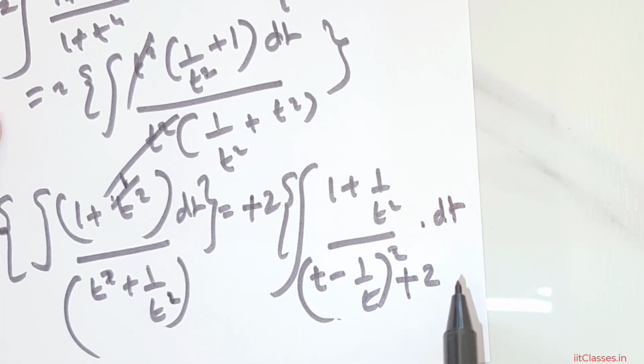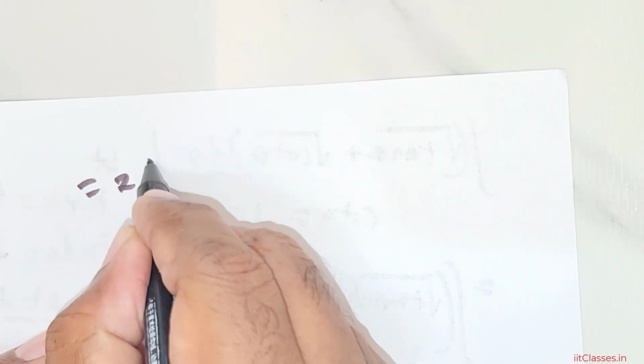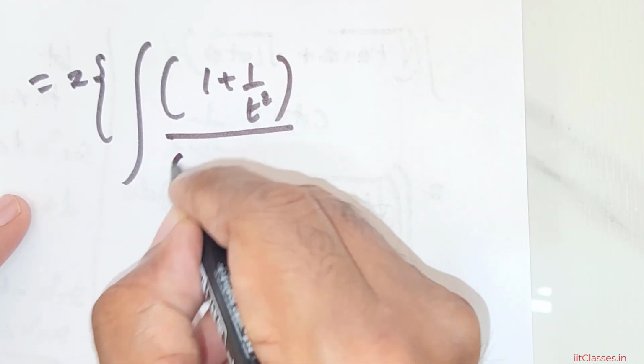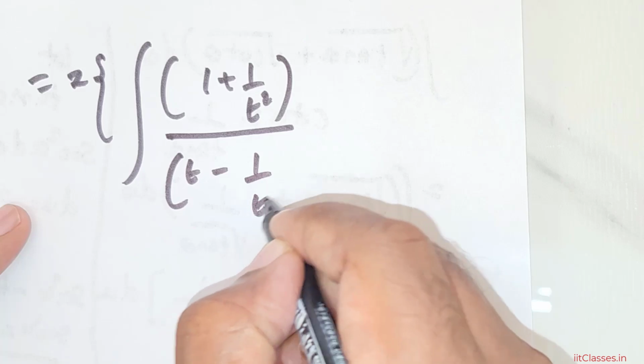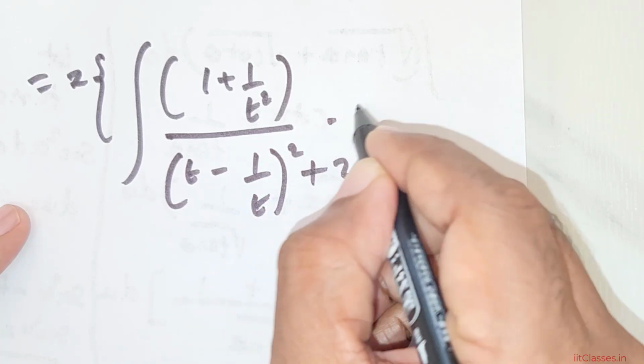So let me move to the next space. So what do we have? We got 2 times the integral of 1 plus 1 over t squared, divided by t minus 1 over t whole squared plus 2, right? So let me check. t minus 1 over t whole squared plus 2.